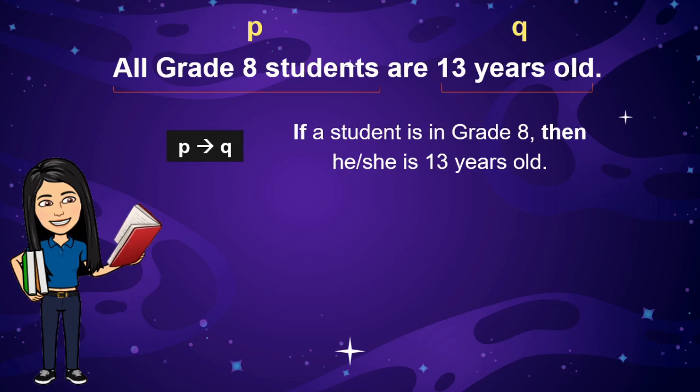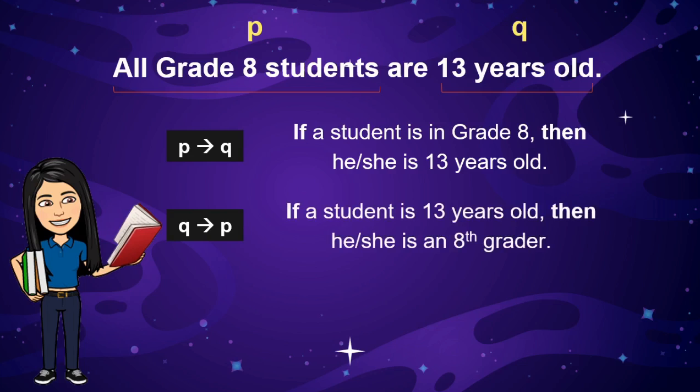Ganun lamang po. And then, pag pinasulat naman tayo ng converse statement, it will become Q implies P. So, unahin natin si Q. If a student is 13 years old, then, sulat natin si P, then he or she is an 8th grader. As you could see, pinalitan ko kung paano siya, yung pagkakasulat niya, no? But still, yung kanyang ipinapahayag is the same. Diba? So, we could use different phrases, different words, as long as nauunawaan at hindi nababago yung kanyang kahulugan. Okay?